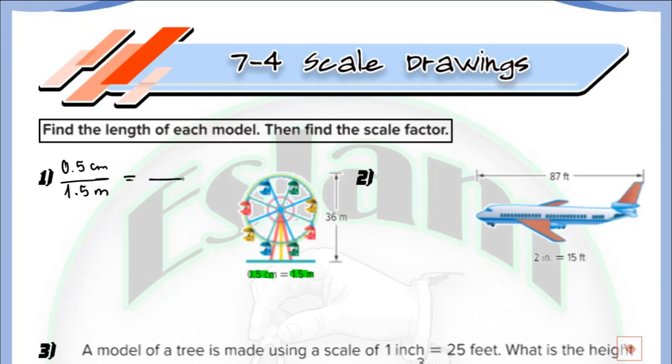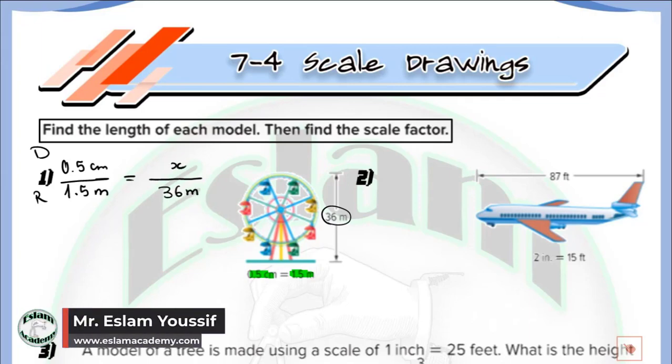Now we need to find the length in model. We said the drawing scale is the ratio between length in draw to length in real. So we have here 36. 36 meter represents the length in real, or the actual length. So the actual length, 36, will be written down. And we need to find the length in draw.